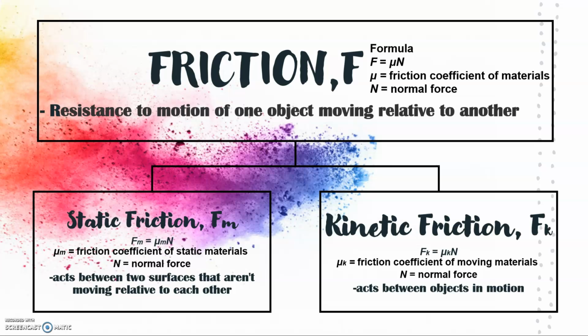So there is a slight difference between the formulas of both frictions. For static friction, the μ here is referring to the friction coefficient of static materials, whereas in kinetic friction, the μ here is referring to the friction coefficient of moving materials.